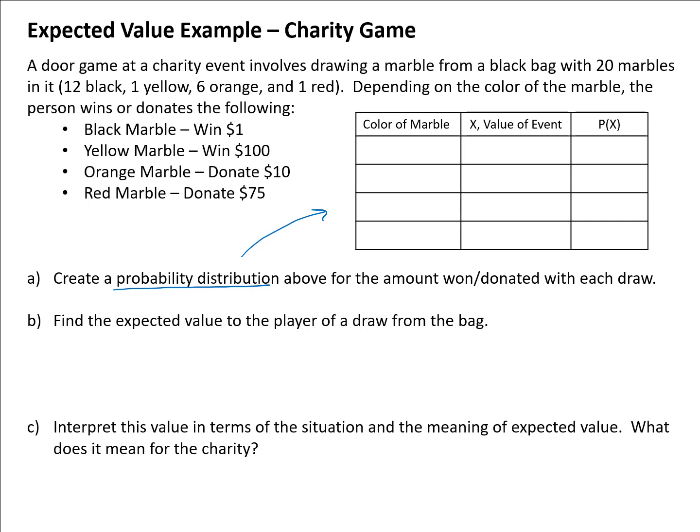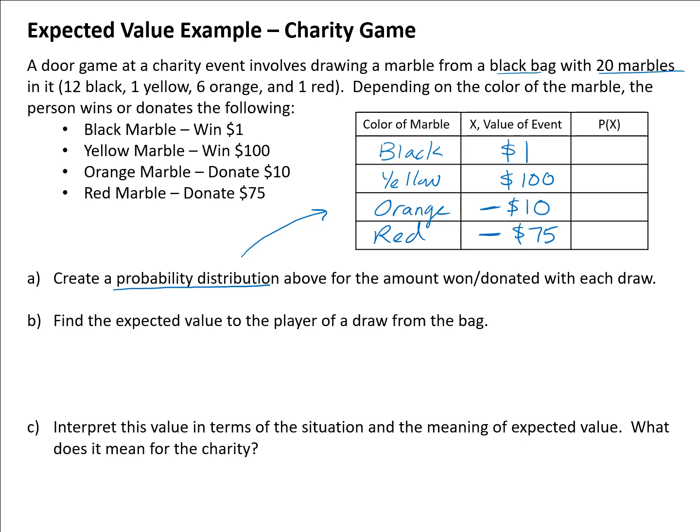So if we think about all the things that could happen here, we've got a black bag with 20 marbles, and there's only 4 colors of marbles. So you could end up drawing a black marble, a yellow marble, an orange marble, or a red marble. The value of the event, well, for a black marble, you win $1. For a yellow marble, you win $100. For an orange marble, you donate 10. Now, how that would be said mathematically is you'd say a minus 10 for donating, negative, and then a red marble donates $75. So negative 75.